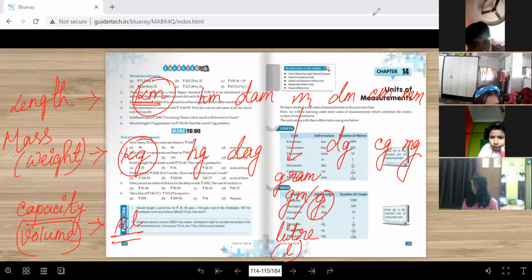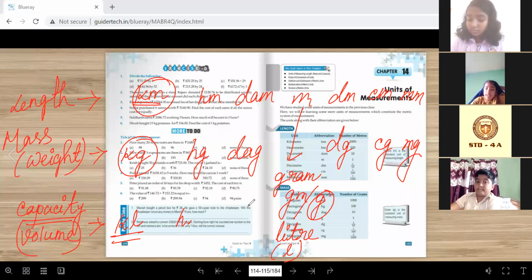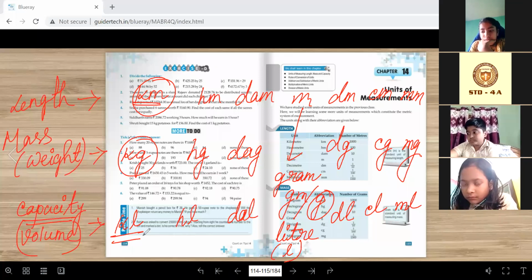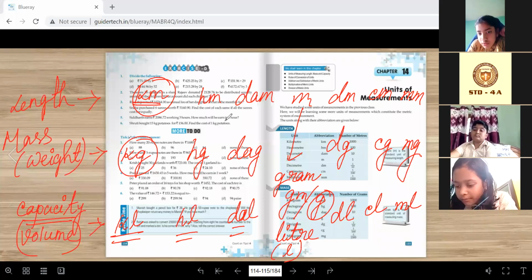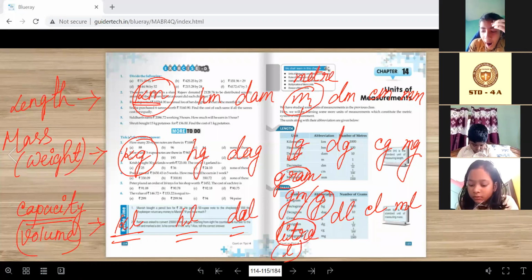Understood? Kiloliter, hectoliter, then decaliter, liter, deciliter, centiliter, milliliter. Got it? So you have to remember the base or standard unit: here meter, here gram, denoted by G, here liter, denoted by L. If you can remember the standard unit, then you can easily say the other units.